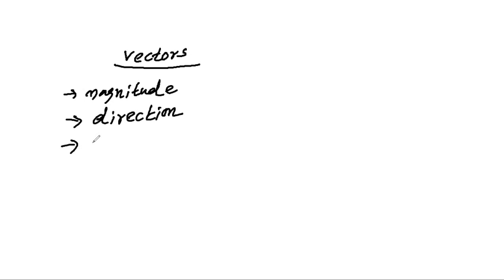You have heard about the word vectors. A vector is simply something which has a magnitude, and not only magnitude, it also has direction. Not only that, it should obey vector algebra. So a vector means it should have a magnitude, it should have a direction, and it should obey vector algebra. Such a physical quantity is known as a vector. Is it okay? Now listen here.